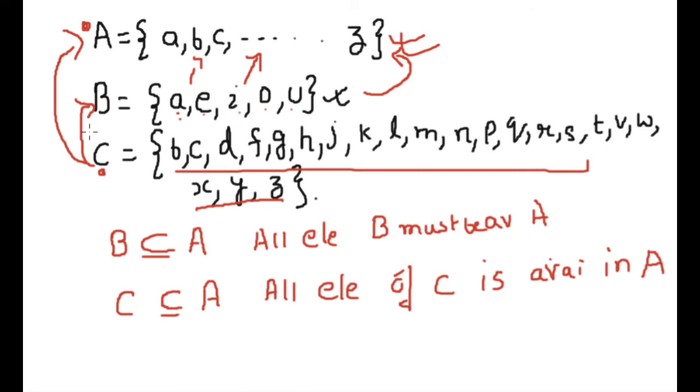No, because none of the elements of C is available in B. And B is also not a subset of C. So in this way we represent sets and subsets.